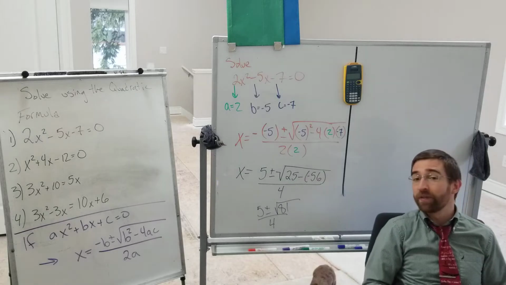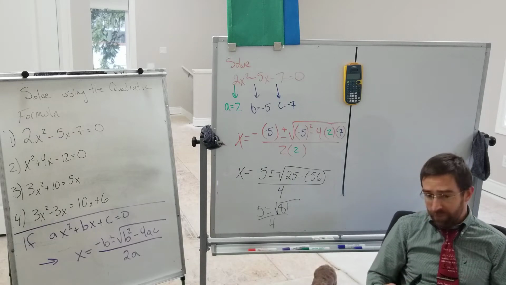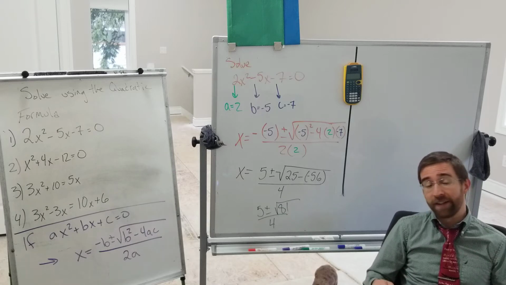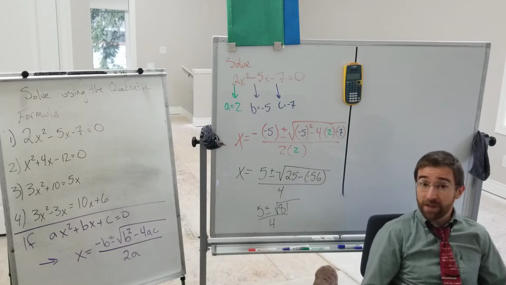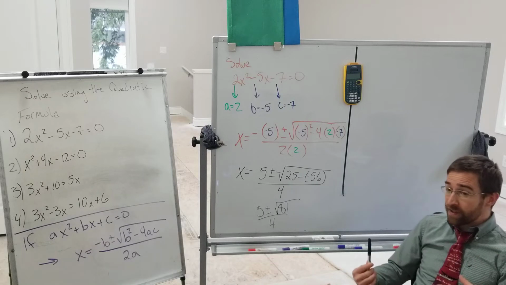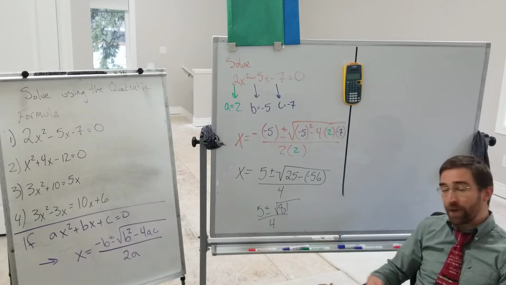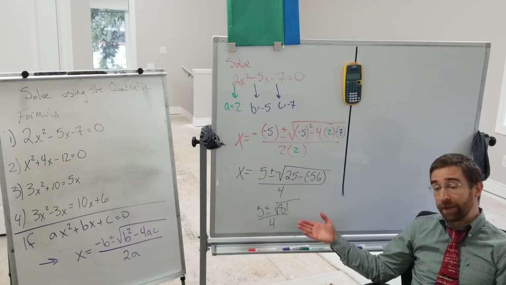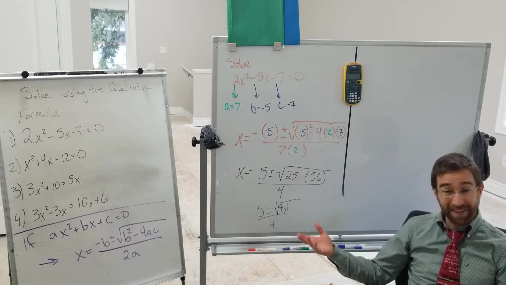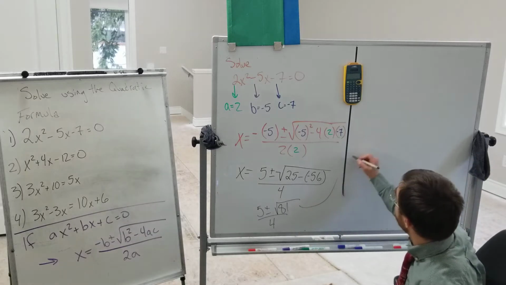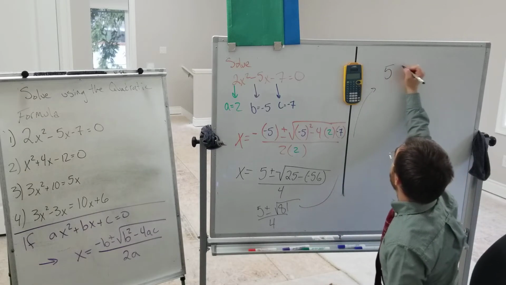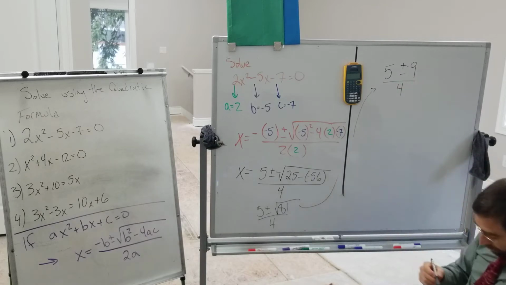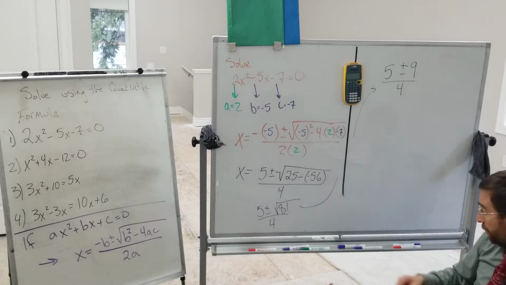What is the square root of 81? Well, think of our perfect squares. Like 5 squared is 25. 6 squared is 36. 7 squared is 49. 8 squared is 64. 9 squared is 81, because 9 times 9 is 81. That means square root of 81 is 9. So here we get 5 plus or minus 9 over 4.